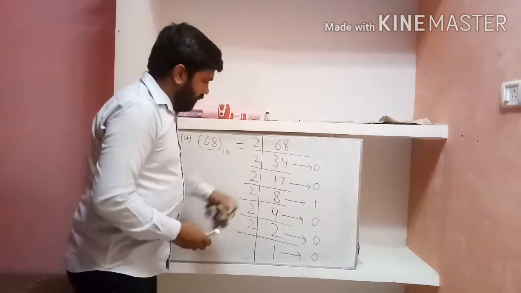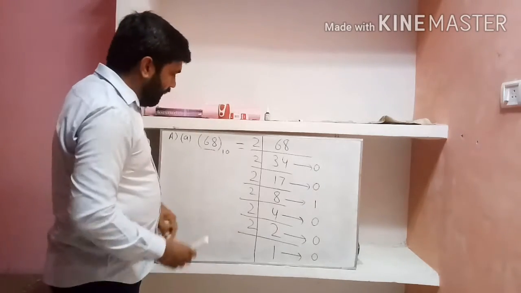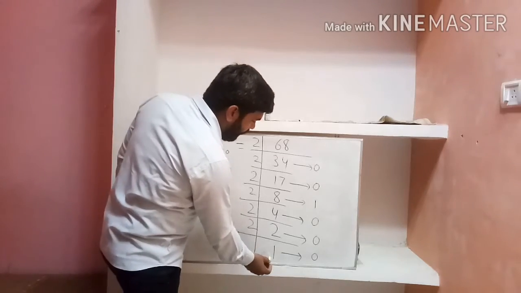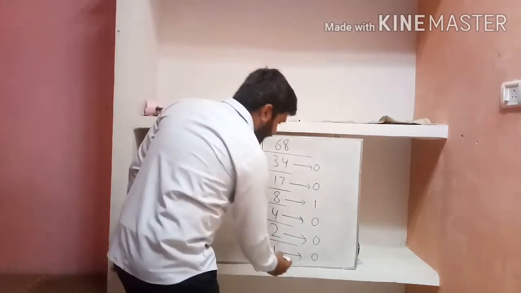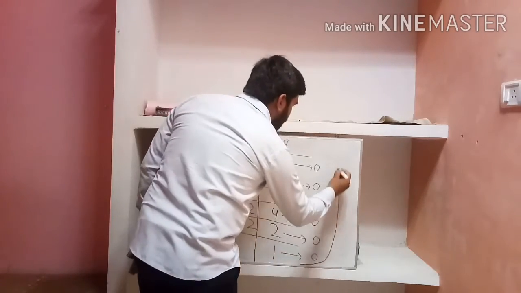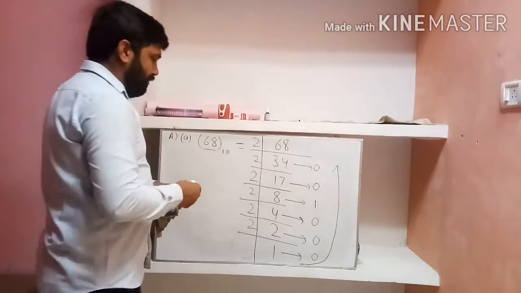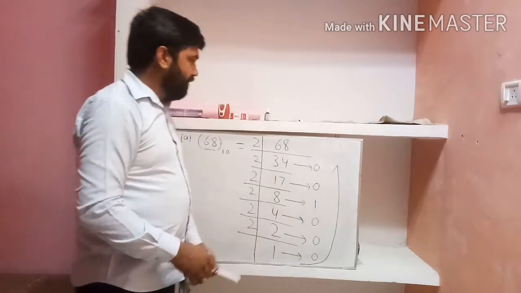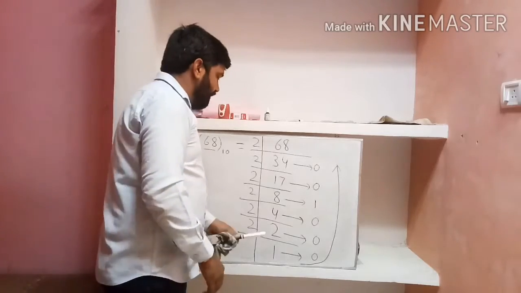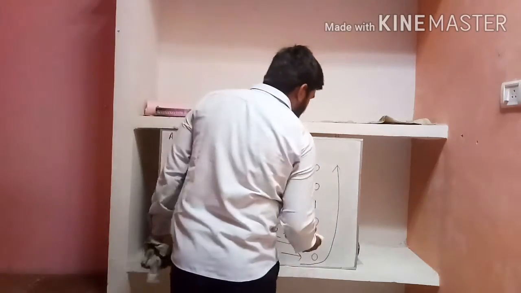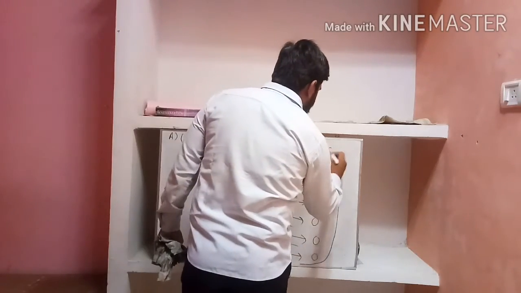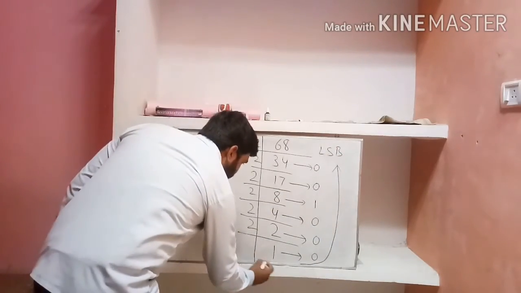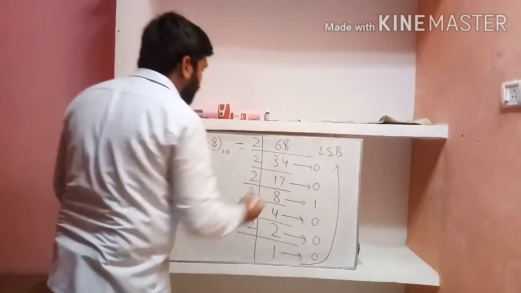Now what will the binary number be? Write the binary number starting from this one, taking the digits from this to this in this order. This is the most significant bit and this is the least significant bit. Upper here is the LSB, the least significant bit. This will come at the end, and this one is the most significant bit. So in this order you write.